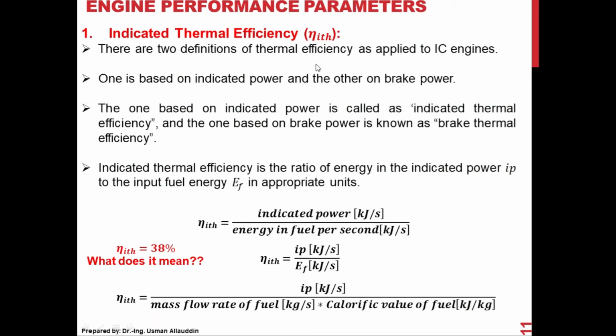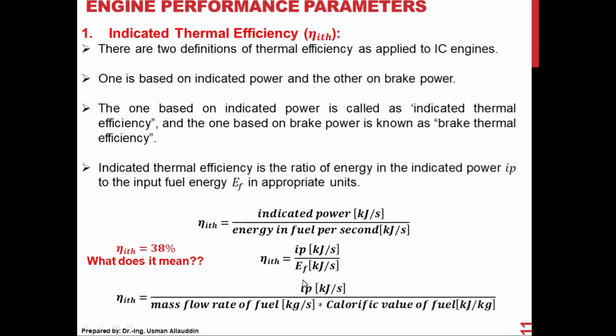There are two definitions of thermal efficiency as applied to internal combustion engines. One is brake thermal efficiency, and the other is the indicated thermal efficiency. In brake thermal efficiency, we use the brake power, and in indicated thermal efficiency, we use the indicated power. So indicated thermal efficiency is the ratio of energy in the indicated power, IP, to the input fuel energy, EF, in appropriate units. So indicated power, let's suppose, is in kilojoule per second or kilowatt. Energy in fuel per second should also be in kilojoule per second or kilowatt. So let's represent indicated power by IP, and energy in fuel per second by EF.